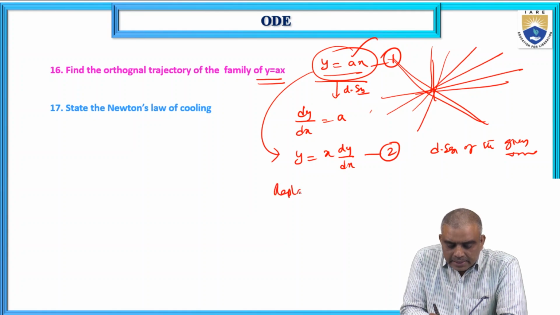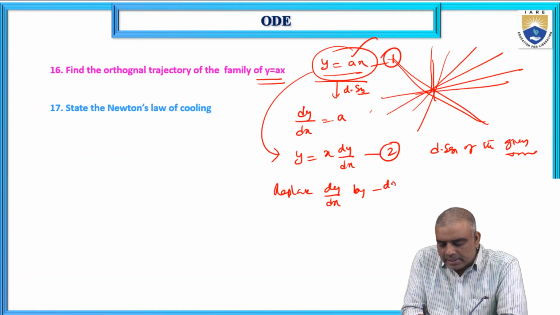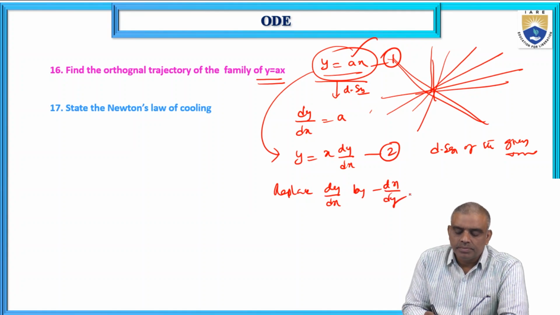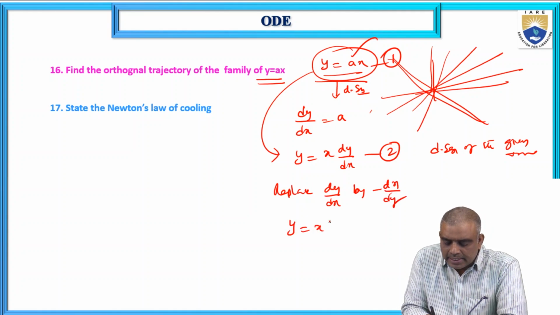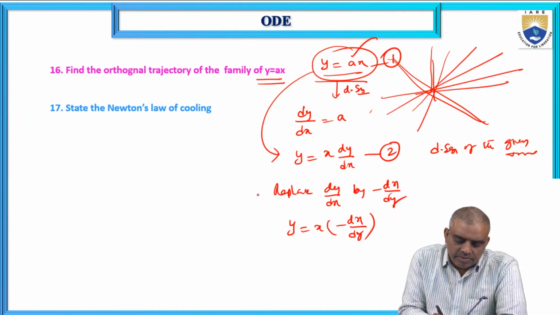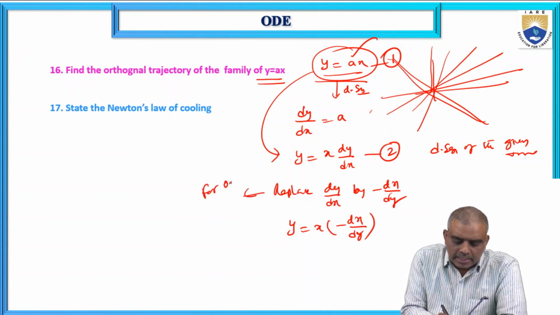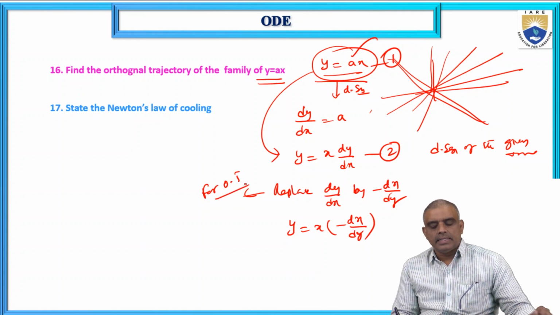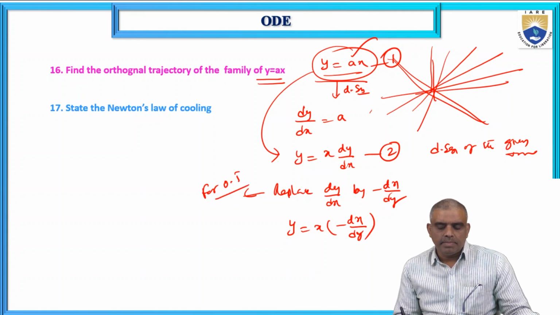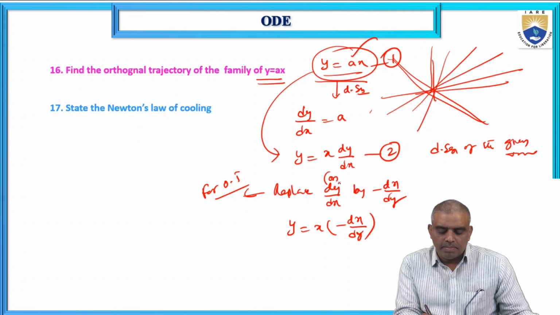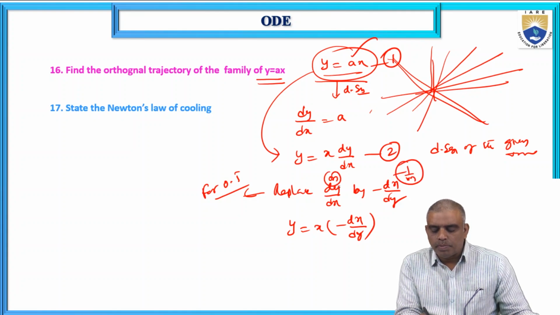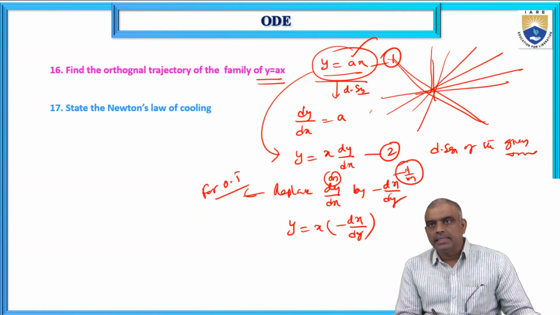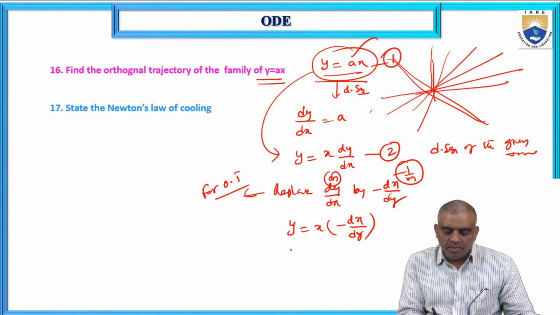Now replace dy by dx by minus dx by dy. Then what will you get? y is equal to x into minus dx by dy. So this is what you have to do for orthogonal trajectories: replace dy by dx by minus dx by dy. This is slope m, and this is minus 1 by m, the perpendicular slope, 90 degrees.